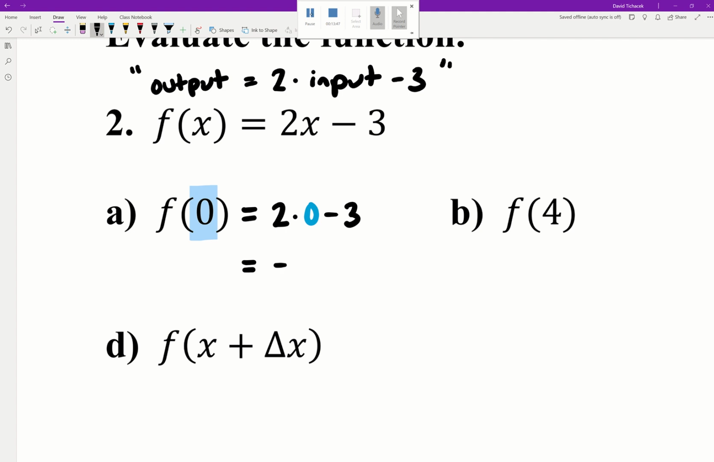0 minus 3, that of course is going to give you a negative 3. So if I give this machine an input of 0, it's going to output a negative 3.